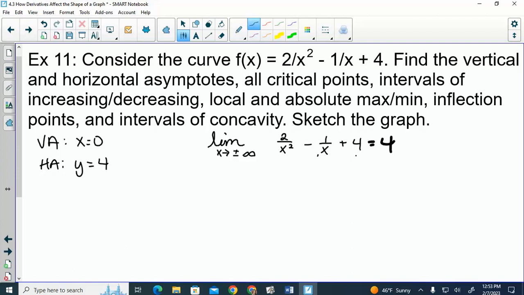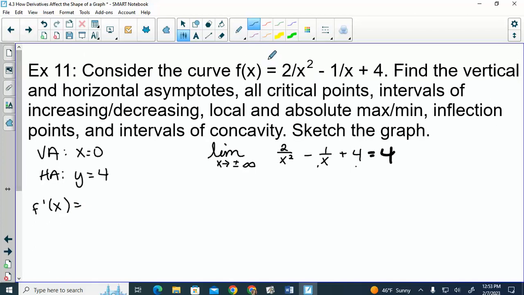All right. Critical points. That's the first derivative. Now, it might be helpful to you, 2 over x squared, we could write that as 2x to the negative 2. 1 over x, that would be x to the negative 1, plus 4. So if I'm doing that derivative, you get negative 4x to the negative 3 plus x to the negative 2.